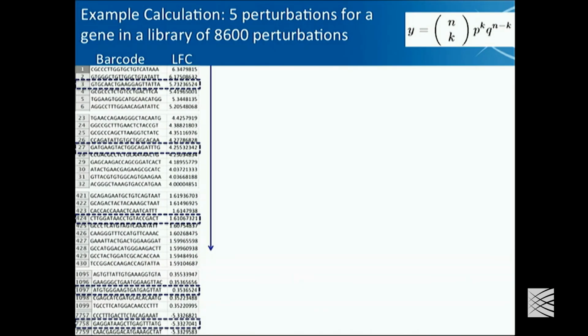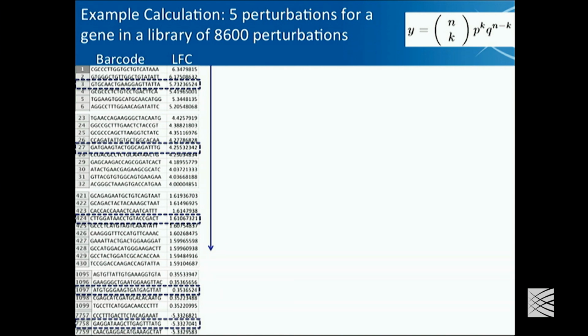So let us now look at an example to calculate a STARS score. If you want to calculate the STARS score for a gene that has 5 perturbations targeting it in an entire library of around 8,600 perturbations, you have your input file with the first column having the list of guide RNAs, and your second column is your sorted log-fold change scores. In this case, they have been sorted from the most positive to the least positive. And the boxes here in purple are all of the guide RNAs that target this gene for which we're trying to calculate the STARS score.